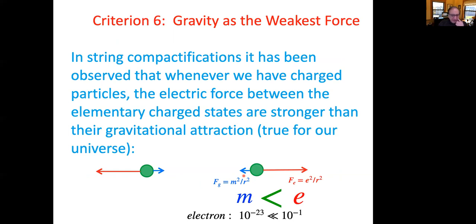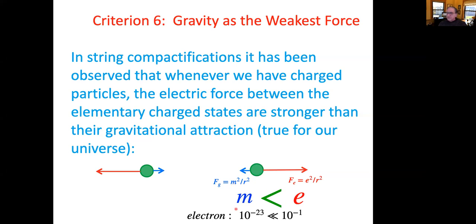The next criterion I want to talk about is what's called the weak gravity conjecture. That is, gravity is the weakest force. In our universe, gravity is the weakest force, but also in string theory compactifications, it has been observed that no matter what extra space you take, whatever you take as a six-dimensional compact tiny space, you always find electrically charged particles, and when you compute their mass, you always find that their electric repulsion is stronger than gravitational attraction. So for example, if I'm drawing a particle between two same particles of a given charge, the gravitational attraction goes like m squared over r squared, and the electric repulsion goes like e squared over r squared. m is always less than e, where I'm measuring m in Planck units. So I've absorbed the Newton constant into the definition of what I mean by mass.